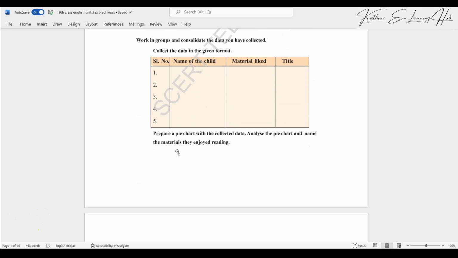In the tabular column, in this format only, we are going to gather the information. First, the name of the child: whomever we interview, that child's name you have to write there. Material liked: which material the particular child liked. We have planned to get 4 to 5 materials from each child, so you can ask a single child about more than one material. And then the title, for example, which type of it. This is how we are making the project.